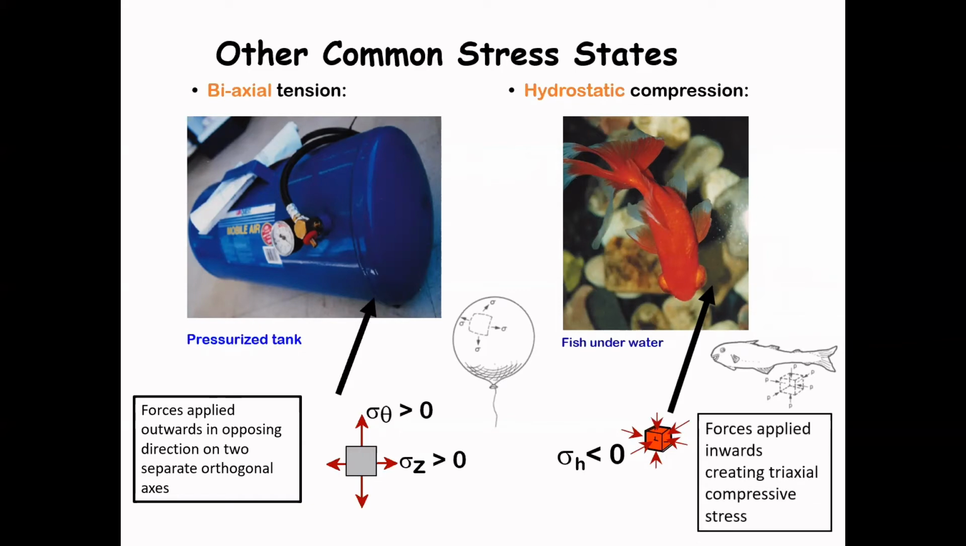An example of biaxial tension is a pressurized tank. An example of hydrostatic compression is a fish underwater, where the forces applied inward create a triaxial compressive stress on the body of the fish, for example.